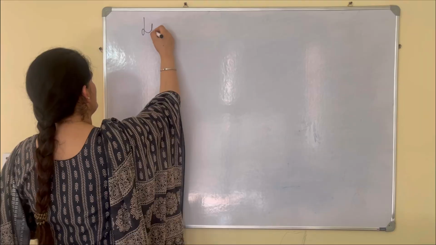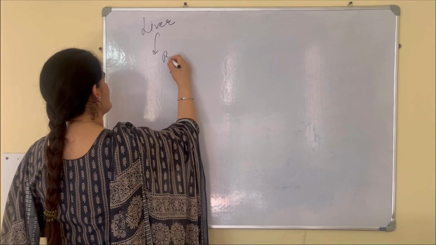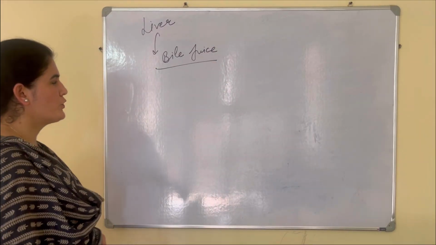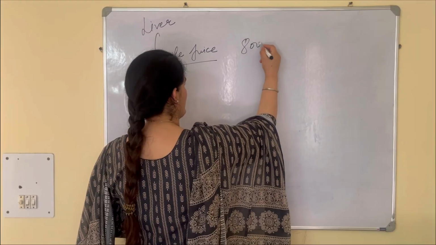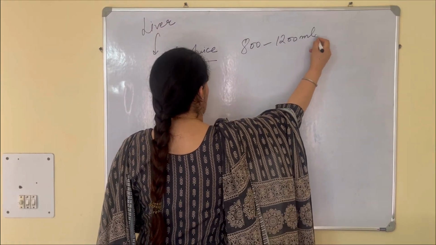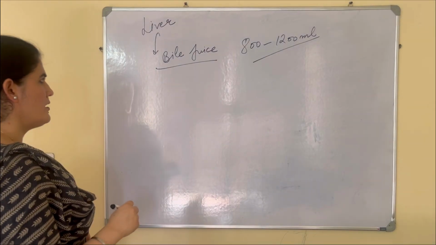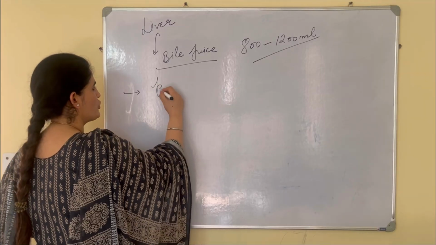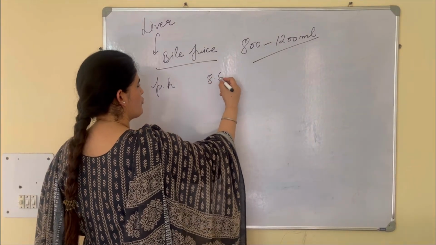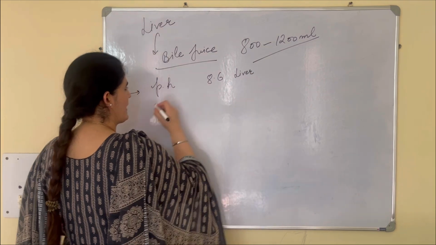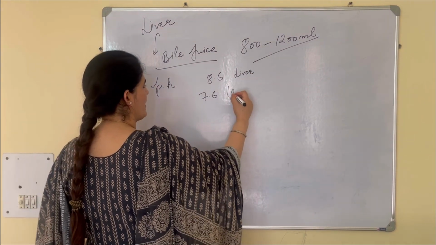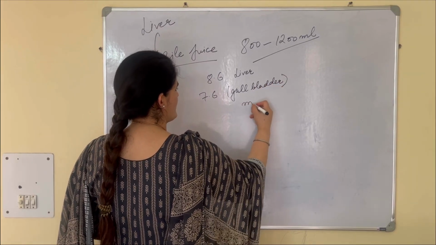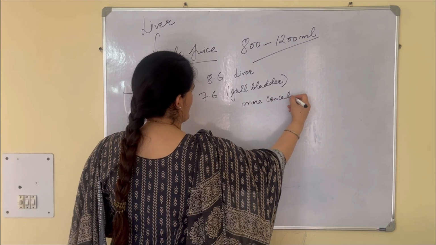The liver secretes bile juice. Now we have to study this bile juice. Basically, 800 to 1200 ml of bile juice is secreted daily. The pH of bile juice is 8.6 when secreted by the liver, and 7.6 in the gallbladder, where it is more concentrated.